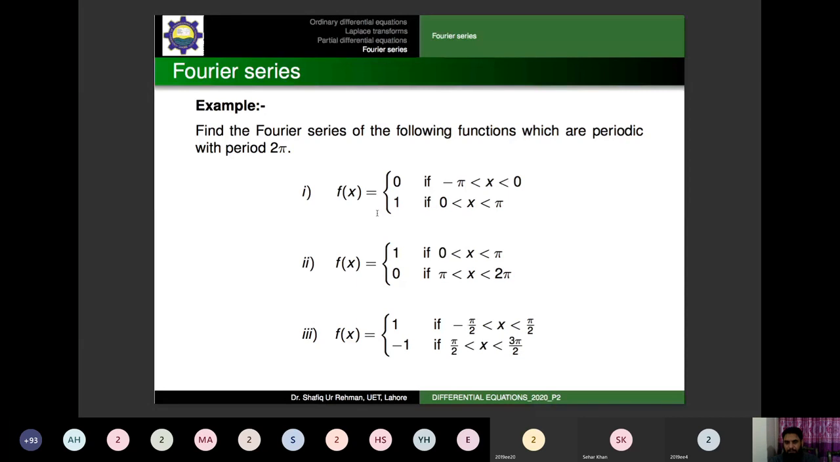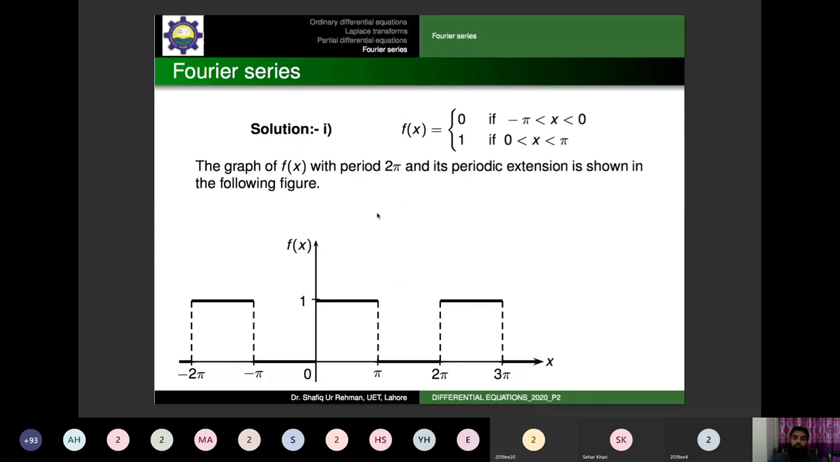And if you are interested to see its geometry, because it's piecewise, it has two pieces, we can look into the graph of f of x and its periodic extension. It was given that the value of f of x is 0 from minus pi to 0, and then from 0 to pi, it's 1. This is the portion of the graph which is going to be repeated over and over again. So this is our period, from minus pi to pi.